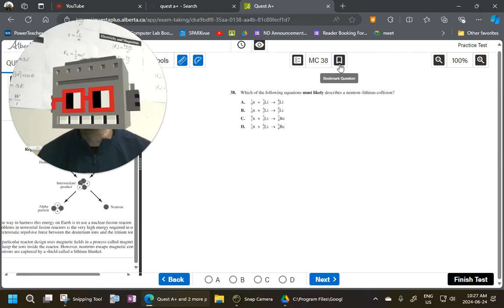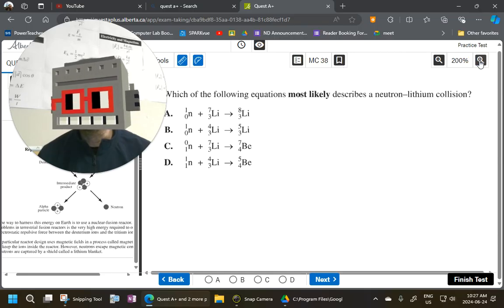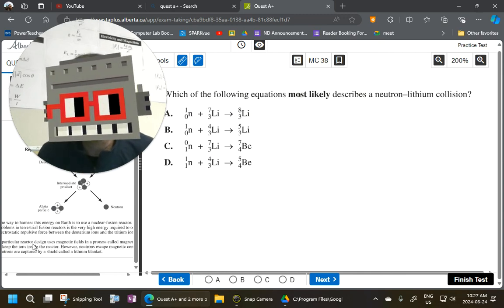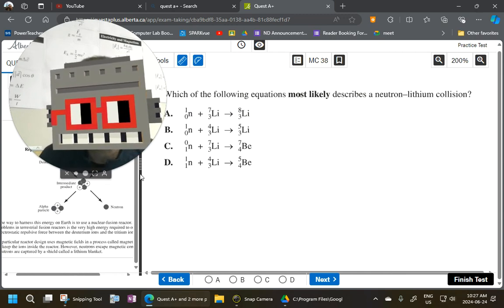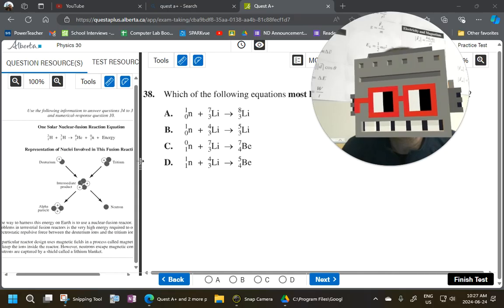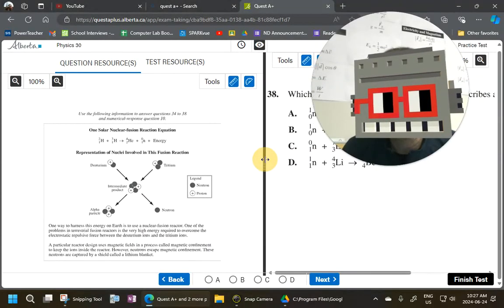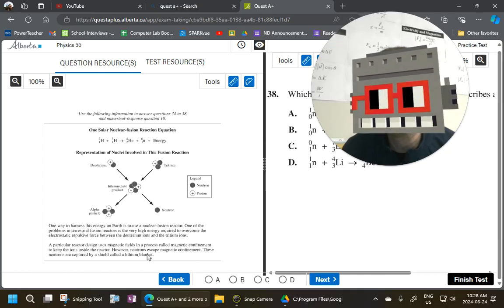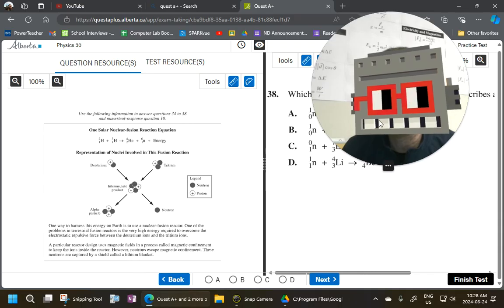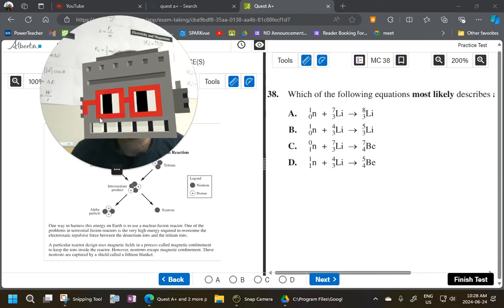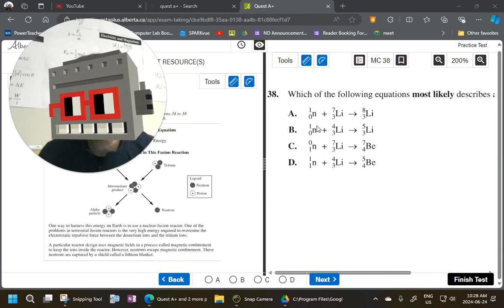Which is most likely the neutron. So it comes together. You can probably read through here exactly what's happening down here. Do they fuse together? One way to harness the energy of this, one of the problems with this requires overcoming a particular reactor. However, neutrons escape. These neutrons are captured by a lithium blanket. So they're just going to collide with the lithium and get captured. So just have to figure which one makes sense.